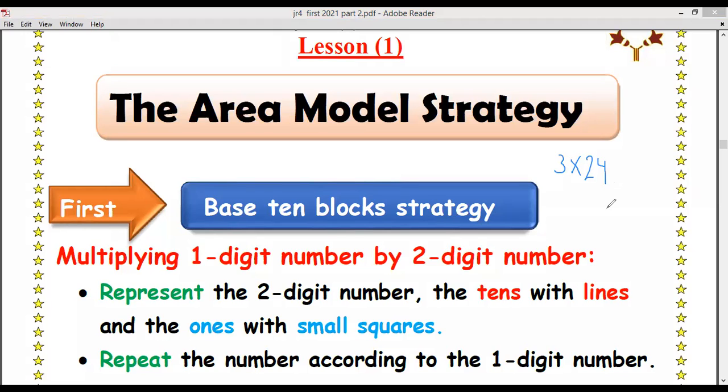You know, Junior 4, if I want to hear this 4 in ones and this 2 in tens, right? Yes.